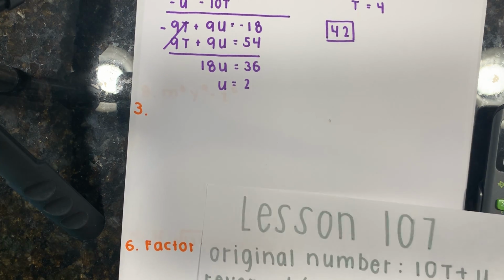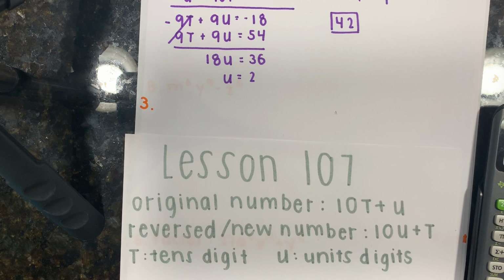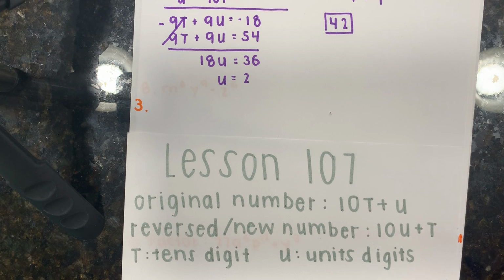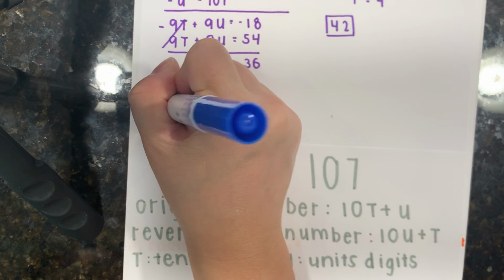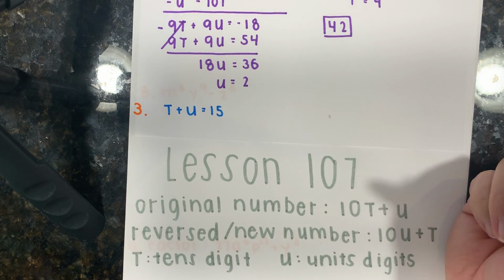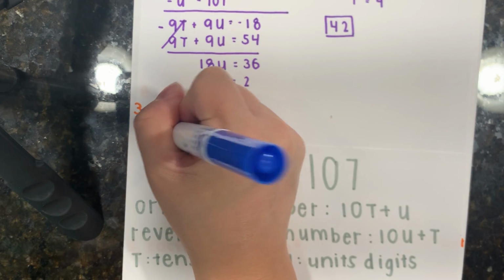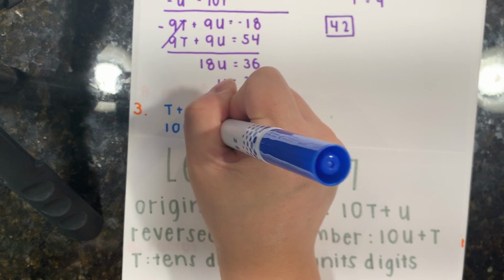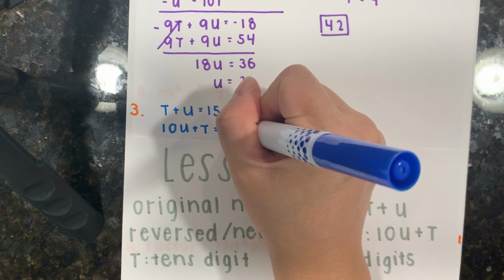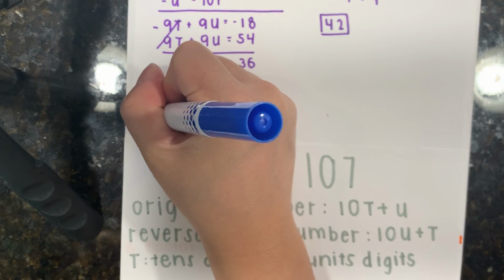Now for number 3, it's a very similar problem. So again, I'm going to have to use these formulas right here. So hopefully you have those written down. It says Jeff and Cindy noted that the sum of the digits of the two-digit counting number was 15, which means if you add the tens and the units digit, they got 15. Then it says if the digits are reversed, they found the new number, which is 10u plus t, was 27 less than the original number. The original number is 10t plus u, and 27 less.